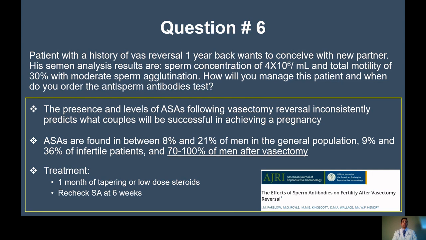Now, regardless of the cause of anti-sperm antibodies, the treatment is pretty consistent for men who test positive, or in this situation. I commonly will treat them with a low-dose steroid, typically 1 month of a tapering dose, and there are multiple different combinations of steroids and different steroids that can be used. I would then recommend repeating a semen analysis at 6 weeks after treatment with the low-dose steroids to reassess the patient's sperm quality.